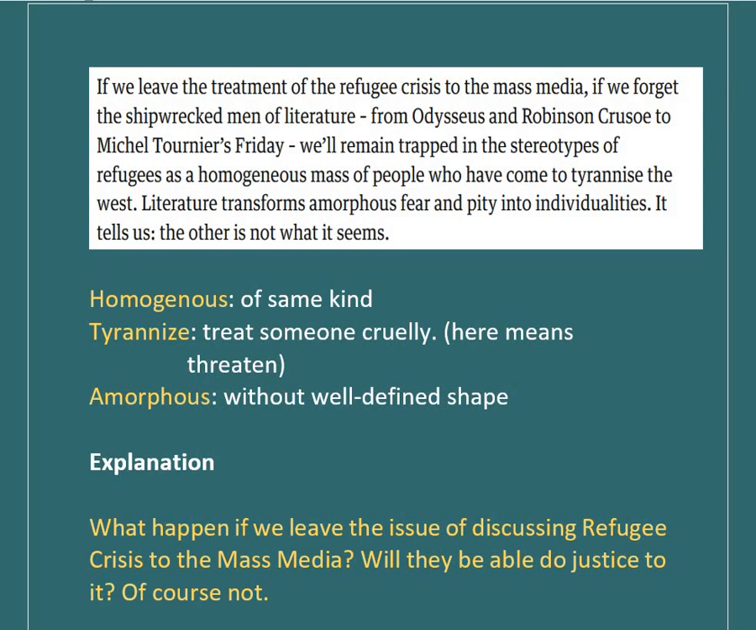Europeans are always afraid of refugees. They think that these people are coming to settle in Europe, and Europeans, their position will be gone. They will be left out. They will be thrown out. They always fear that. So, literature transforms amorphous fear. Amorphous means without any well-defined shape. Literature transforms amorphous fear and pity into individualities. It tells us the other is not what it seems. You will understand better when I read the explanation.